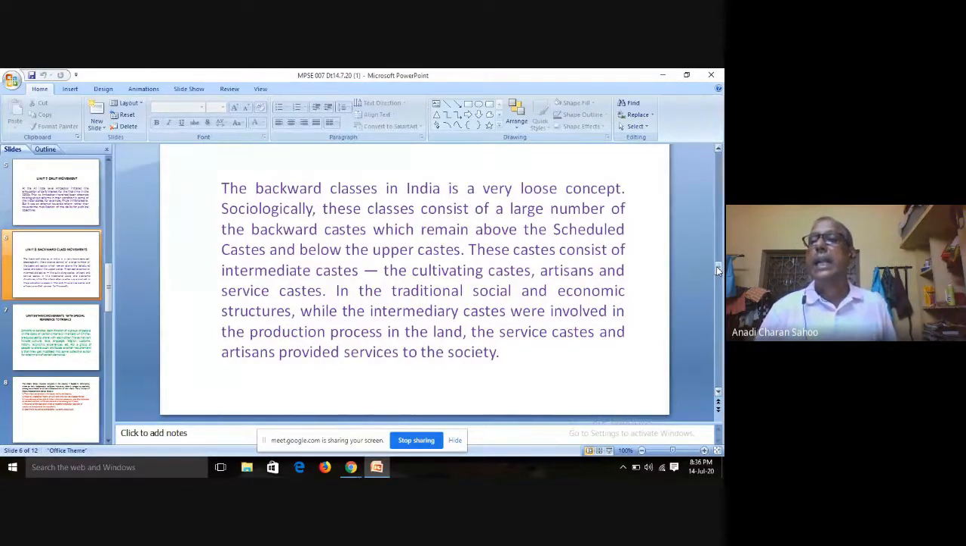To get categorized or recognized as OBC is a political issue.